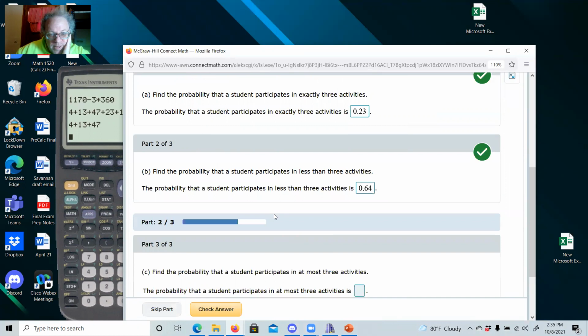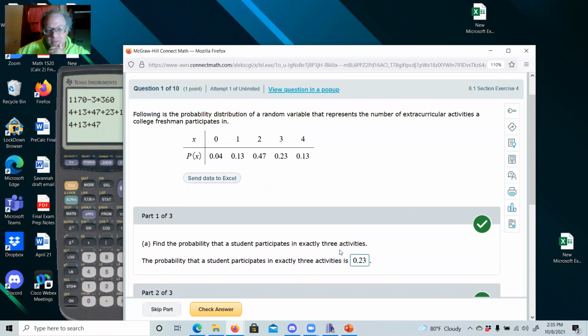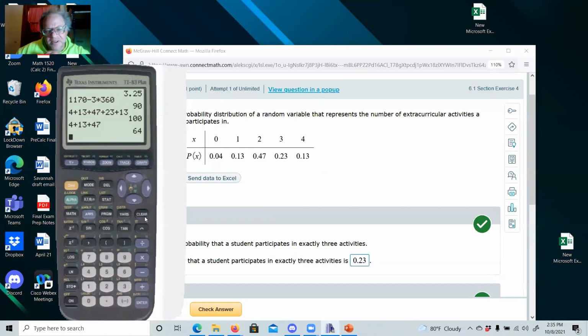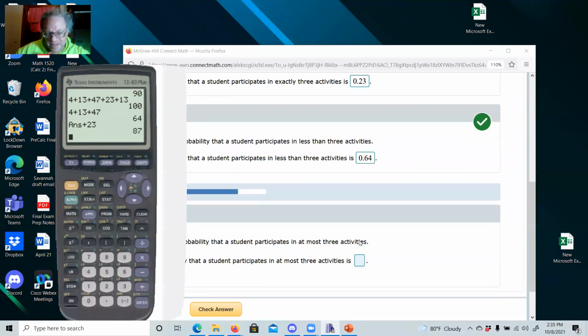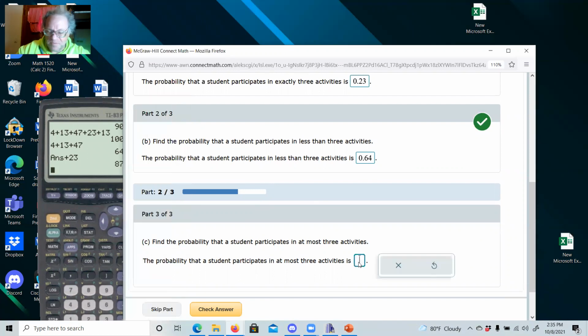All right. And then probability that a student's produced in at most 3 activities. So now 3 would be included. Okay. So why are they doing this to me? Well, later on, this is one of the big things that students have a tough time with: less than 3, no more than 3.